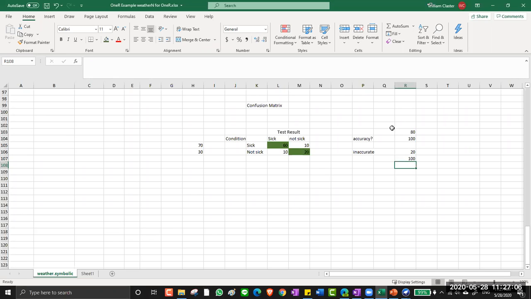Everyone agree? Yes. Okay, but that's not necessarily what doctors are interested in. And that's probably not what you're interested in either. For example, they might be more interested in looking at all the sick people: how many did this test correctly classify? Within the sick people, how many were correctly picked up?